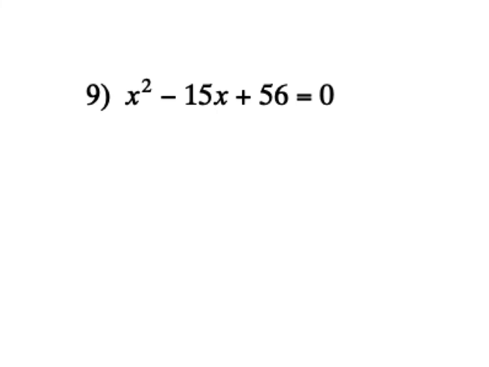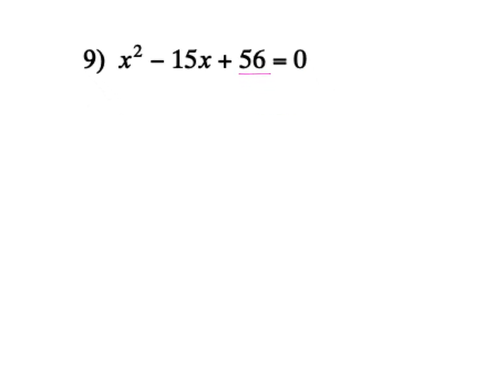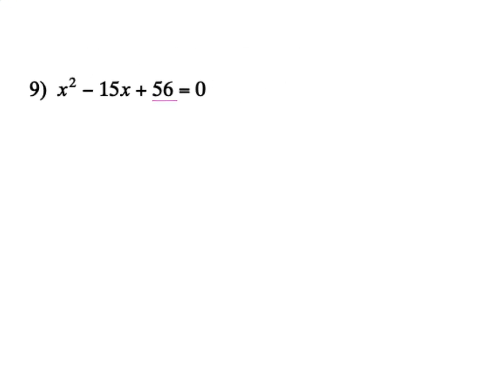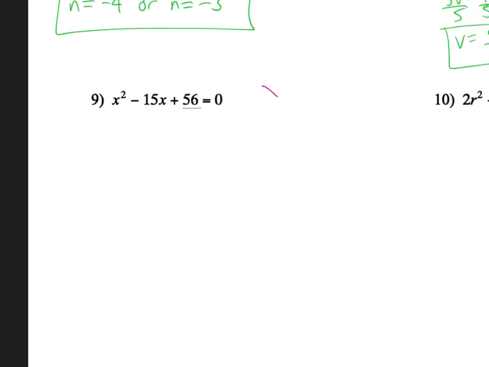How many terms do we have here? We have 3 terms. Is it a perfect square trinomial? It is not because of 56. Now, is it general factoring or trial and error? It is general factoring because we have 1x squared and not like 2x squared or something like that. So we're going to put 56 on top, negative 15 on the bottom. What numbers multiply to 56 and add to negative 15? Why don't you guys see if you can finish this problem from here?